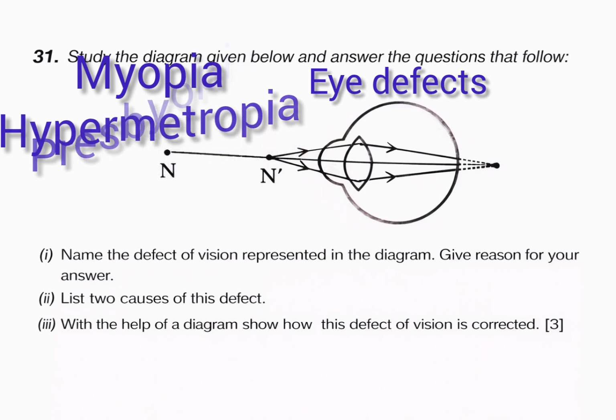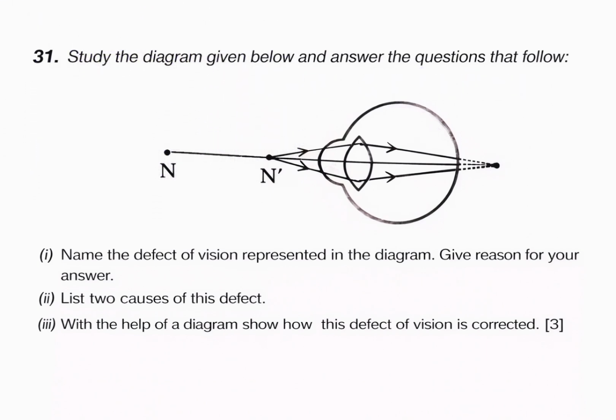The first question is, name the defect of vision represented in the diagram. Give a reason for your answer. So observe the diagram and tell me the defect. The defect of vision shown in the diagram is hypermetropia. Another name for hypermetropia is long-sightedness.